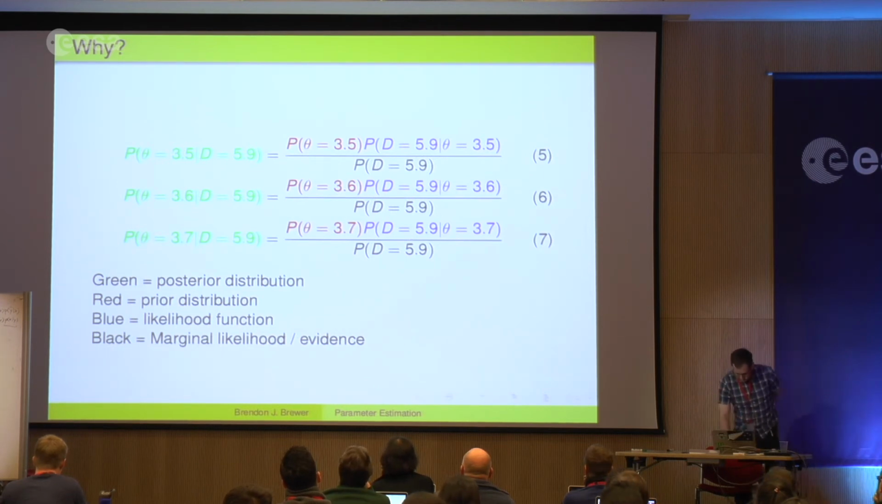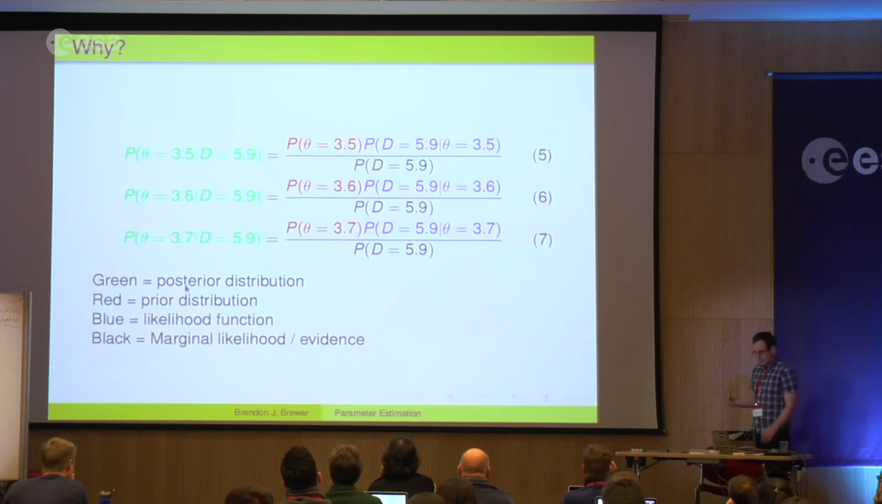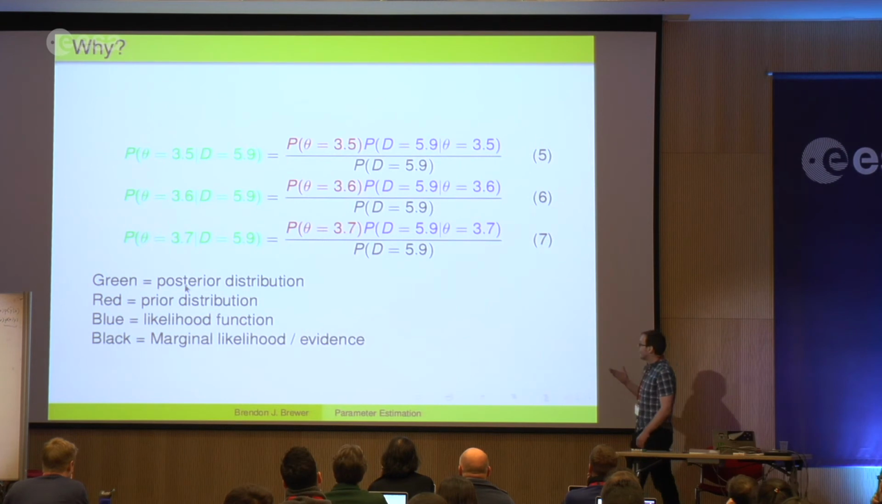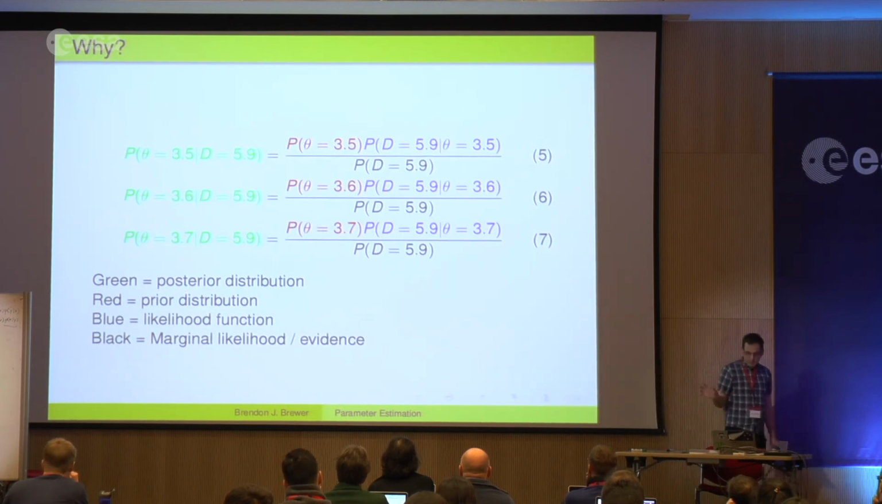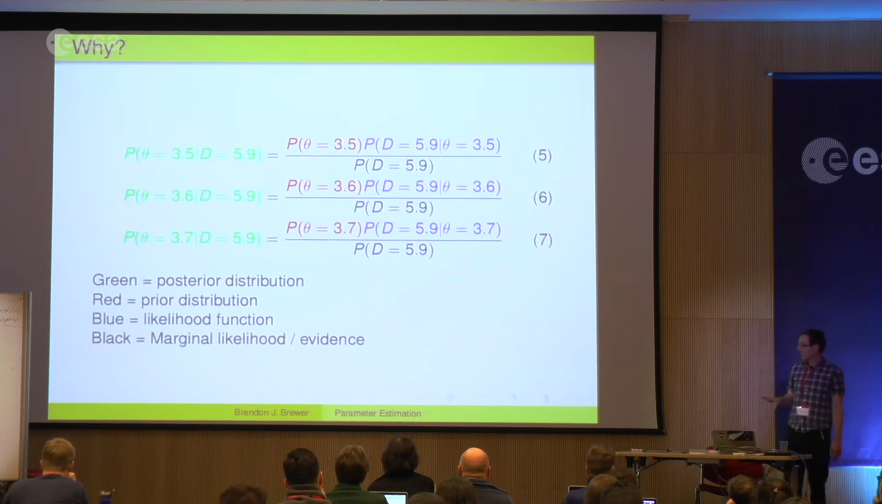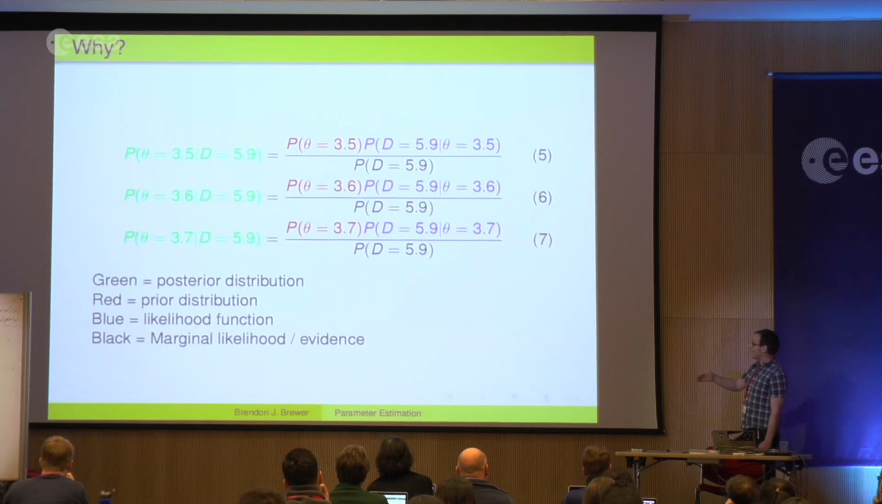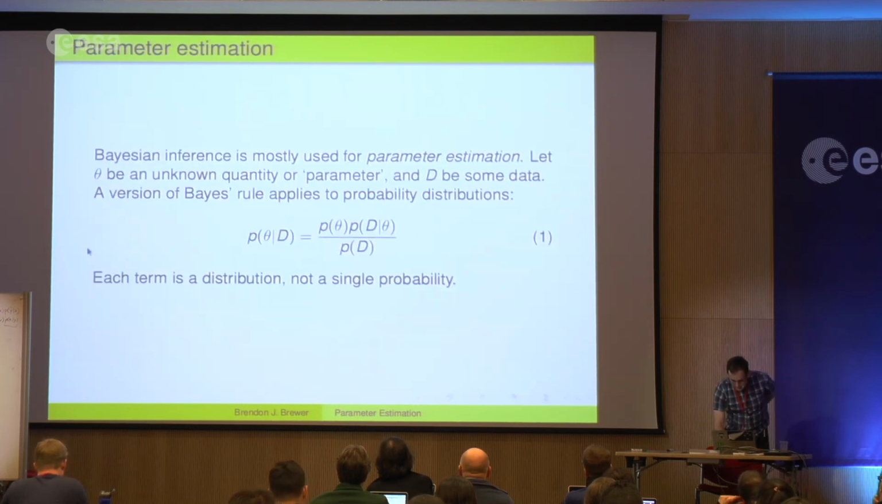The output of the calculation, what we hope to achieve, is to calculate these green terms, which is just another probability distribution for theta. It's different from the red one, which is the prior distribution. This green one is the posterior distribution. It's usually the thing we want. And it updates our state of knowledge to take into account the fact that we now know that d is equal to 5.9, but we didn't used to. So that's the posterior distribution. That's what we want to calculate.